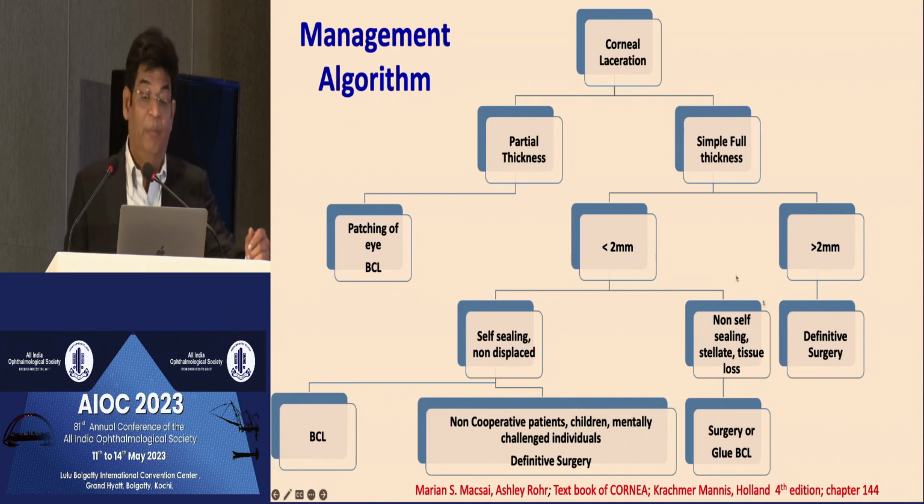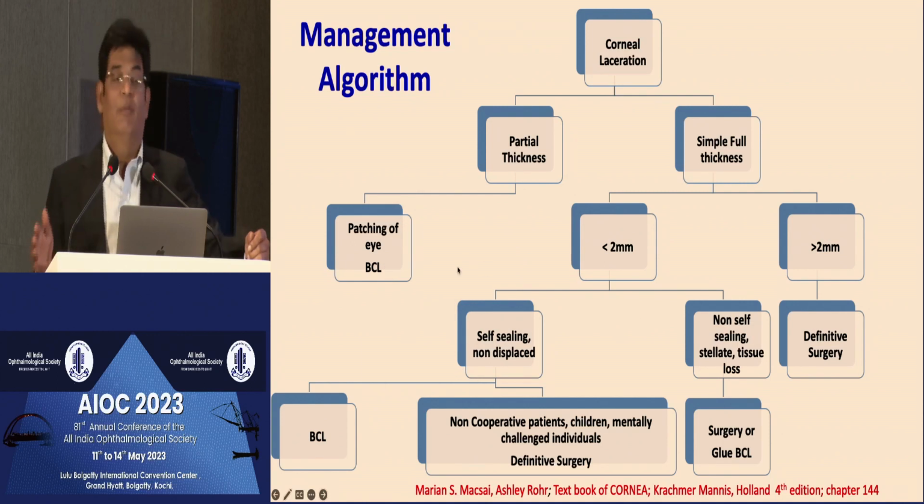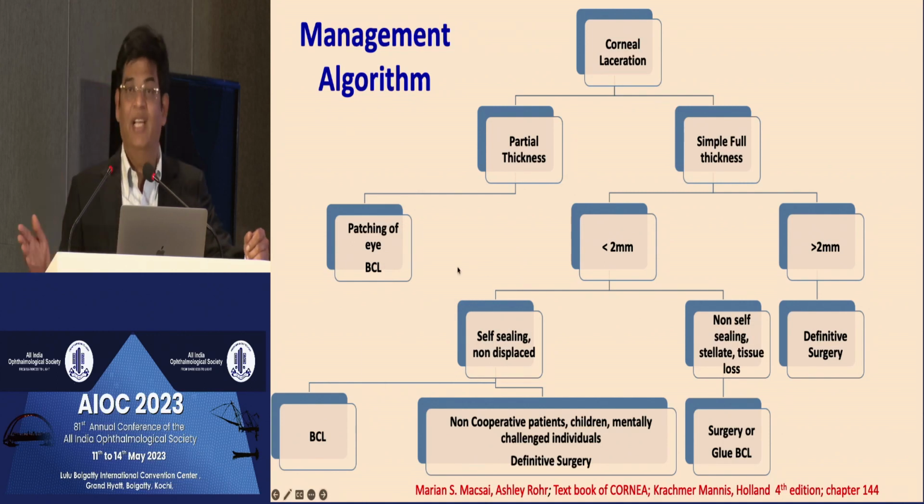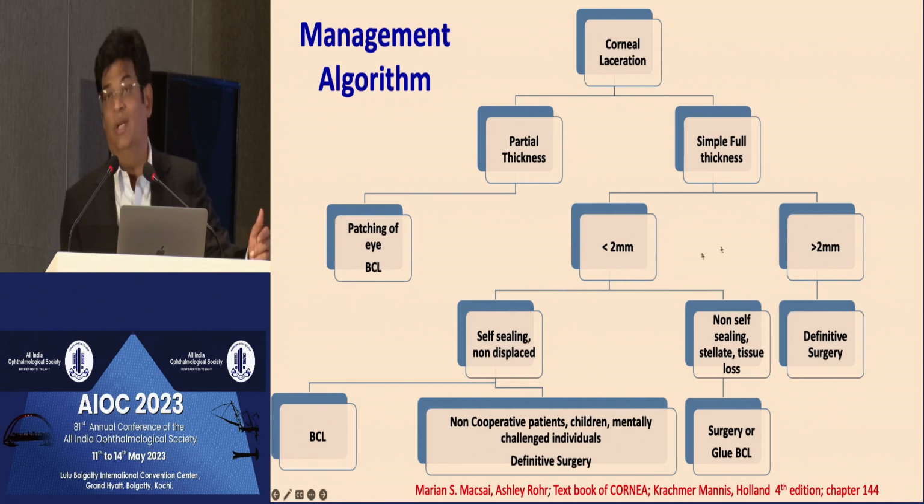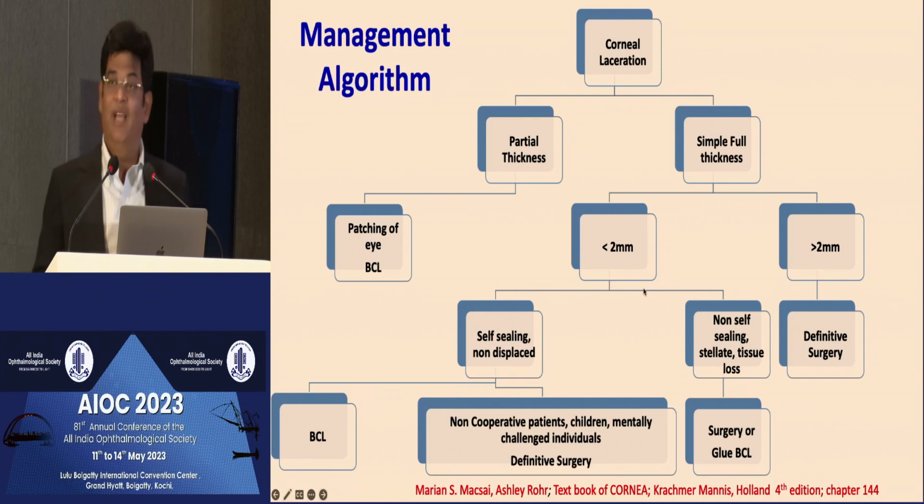So once we have a patient with corneal laceration, there may be a partial thickness laceration. In that case, patching or a bandage contact lens might work. In case there's a very ragged wound, we might put sutures. And in case of simple full thickness injuries, we should note whether they are less than 2 millimeters or more than 2 millimeters. Less than 2 millimeters and self-sealing, we can be conservative.